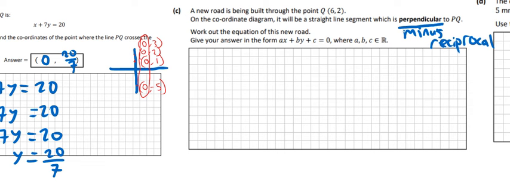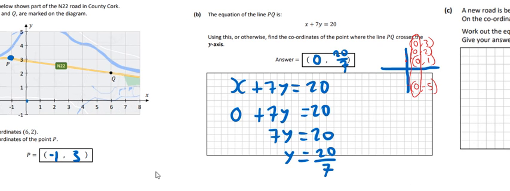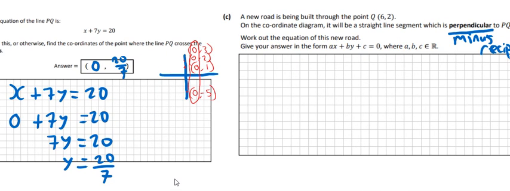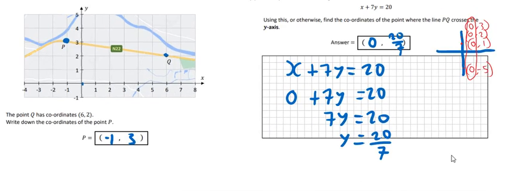So we'll go through how to calculate that in a second. So the point 6, 2 anyway is here. So what's happening is that there's a new road being built along here. So that's perpendicular, that makes a right angle with that road. So we know that the point 6, 2 is on the line.